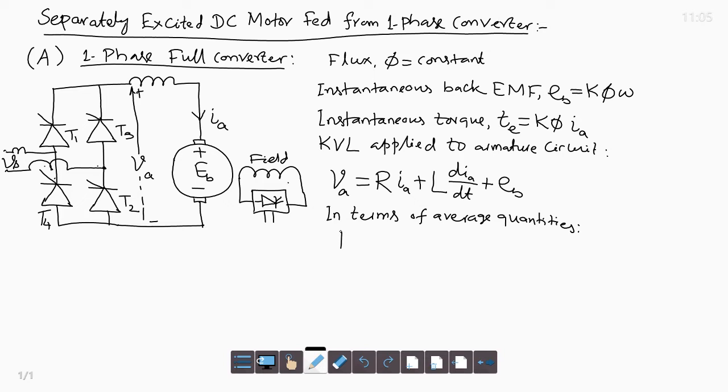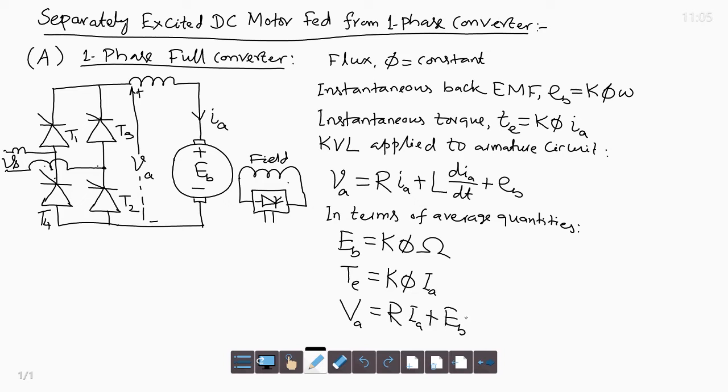Average back EMF Eb is k phi into omega, where capital omega is the average speed, and average torque Te is k phi into Ia, where capital Ia is the average current. KVL applied to the armature circuit gives Va equals R into Ia plus Eb. So, using these average equations, we can obtain a relation between speed and torque.